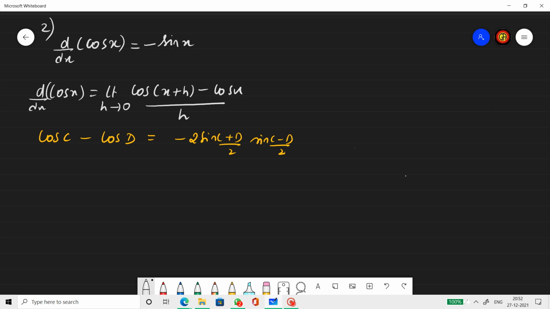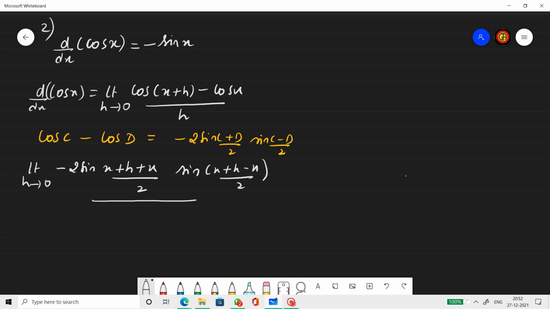So using that formula, limit h tending to 0 minus 2 sin c plus d by 2, which is x plus h plus x by 2, into sin c minus d by 2, which is x plus h minus x by 2, by h again. So limit h tending to 0 minus 2 sine of 2x plus h by 2.